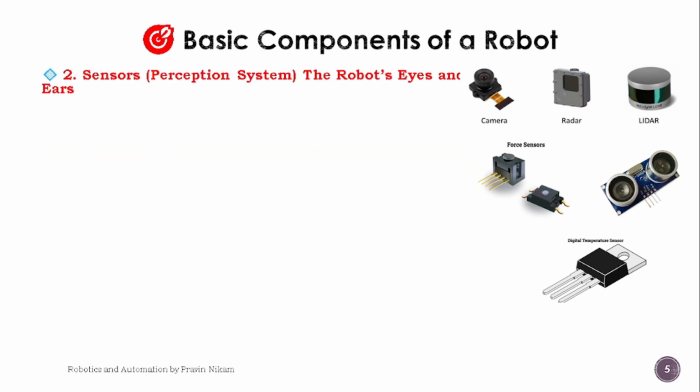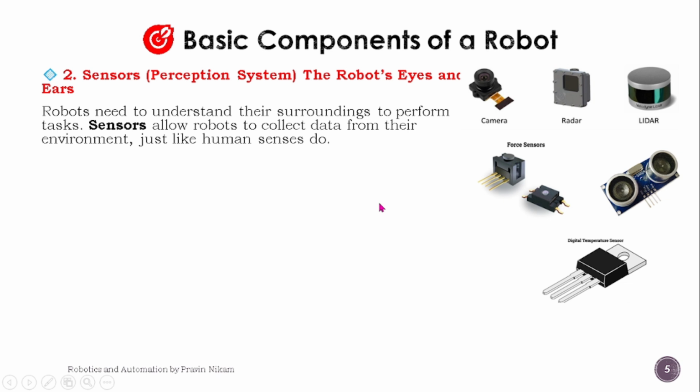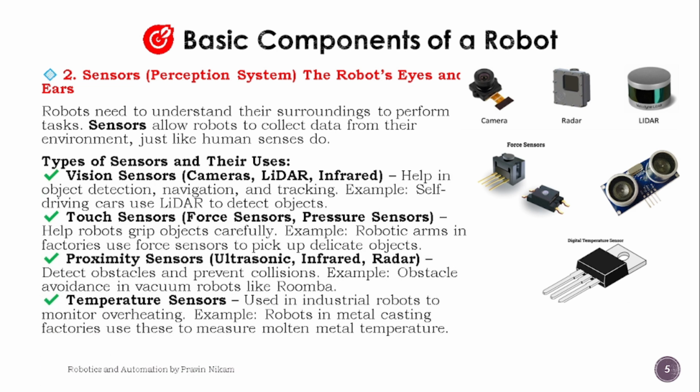Then the second basic component is sensors, or the perception system, the robot's eyes and ears. Robots need to understand their surroundings to perform tasks. Sensors allow robots to collect data from their environment just like human senses do. Types of sensors and their uses. First type of sensor is vision sensors, that is cameras, lidar, infrared sensors, which help in object detection, navigation and tracking. For example, self-driving cars use lidar to detect objects.